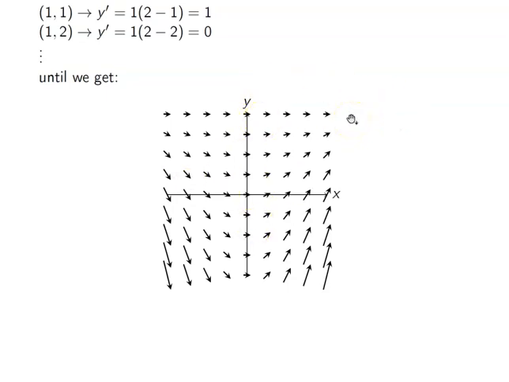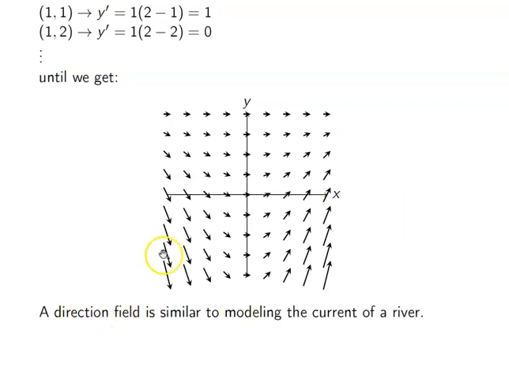In order to do this, you can literally just look up direction field plotter, and there's a bunch of them that pop up. So in my class, whenever I'm giving you a problem that has to do with the direction field, I will obviously give you the direction field. A direction field is similar to modeling the current of a river.